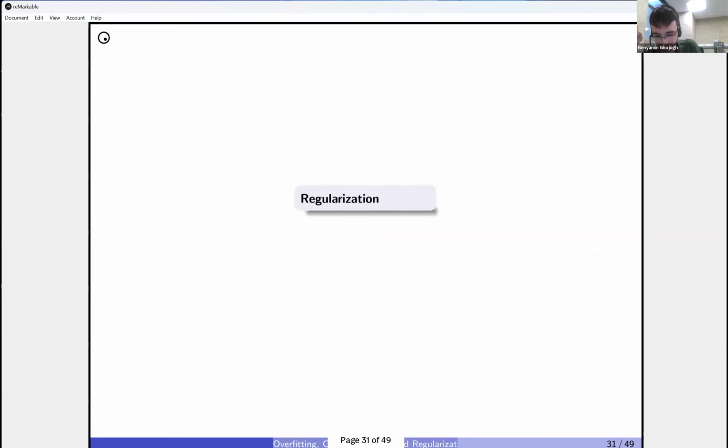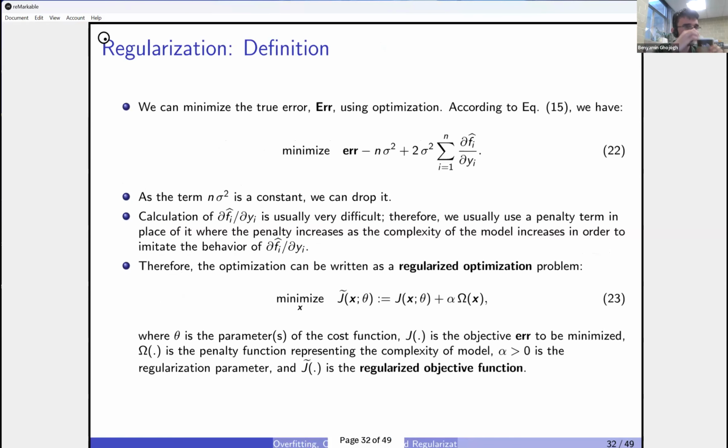Now regularization. So we can minimize the true error. This is a true error, all right? Using optimization, our goal is to minimize the true error. And we don't have access to the true error. So we say let's minimize the empirical error. But assume we want to minimize the true error, which is our goal, our desire.